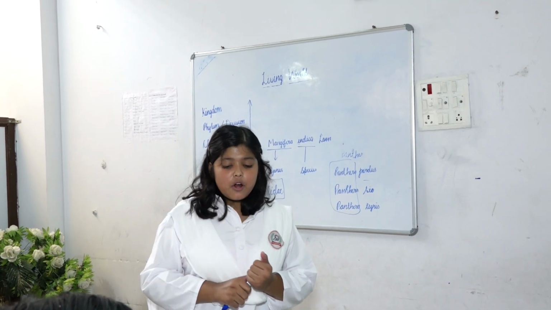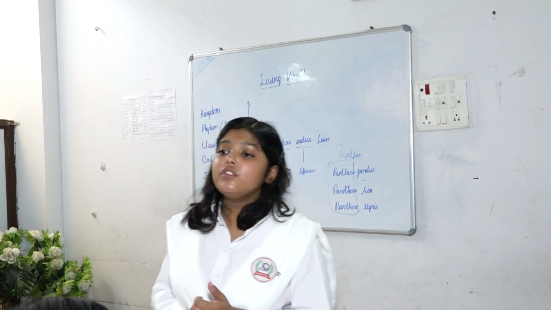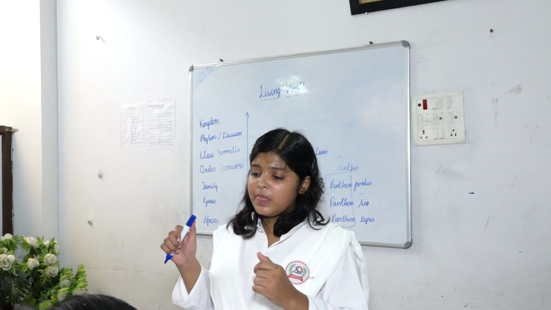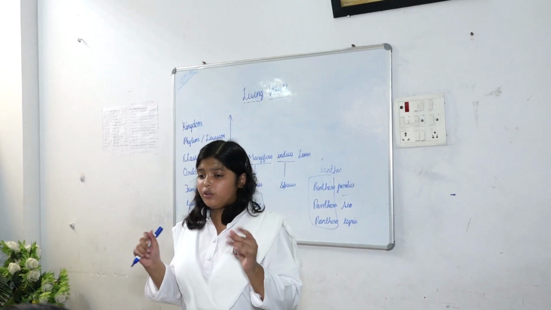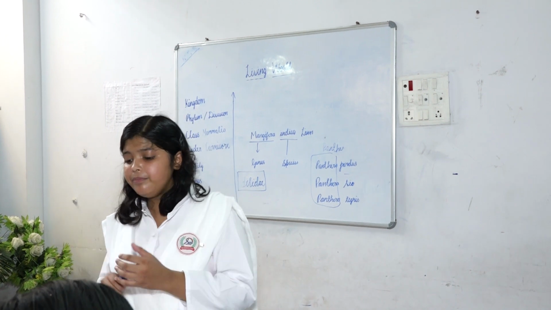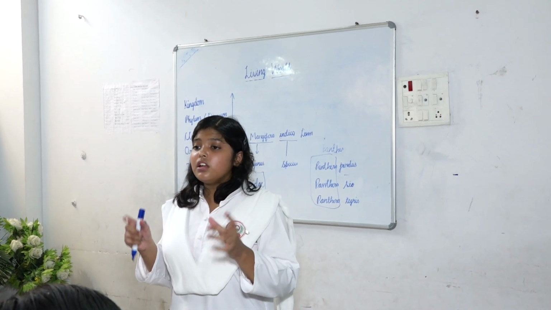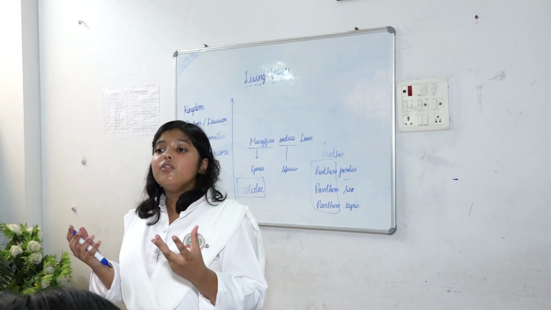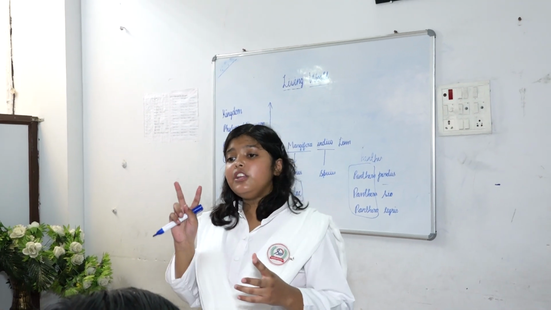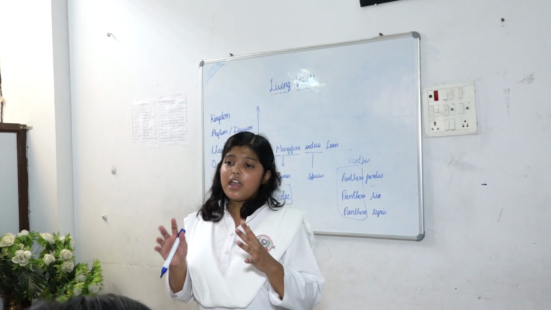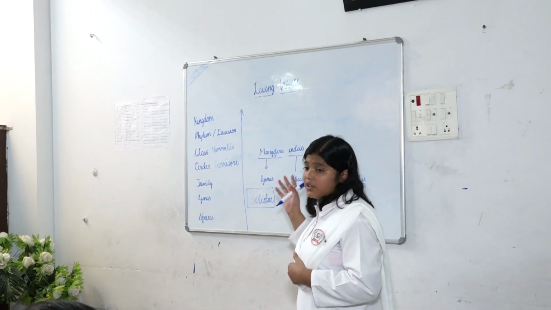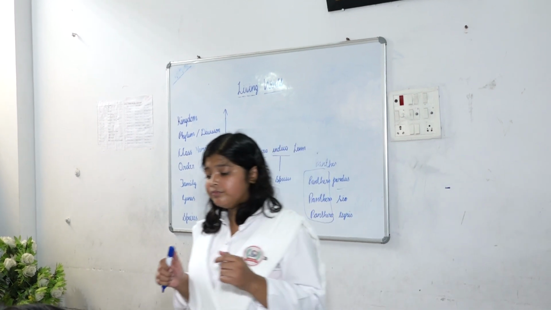If I talk about plants, a group of closely related classes of plants can produce a flower. So the comparison between these two is the same characteristic, that they can produce a flower. That's why we have put them into the same division, and that is the division Magnoliophyta.